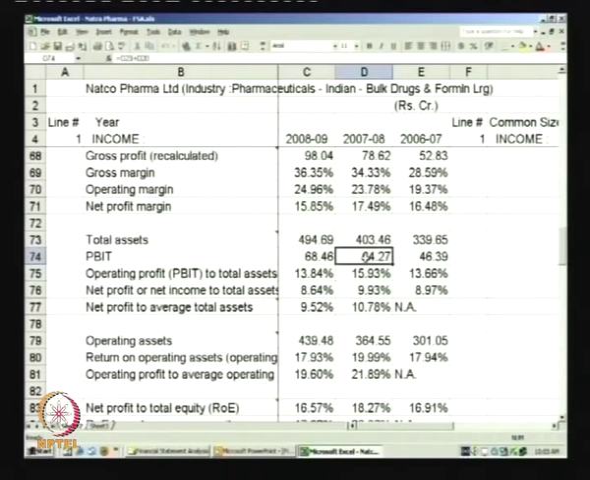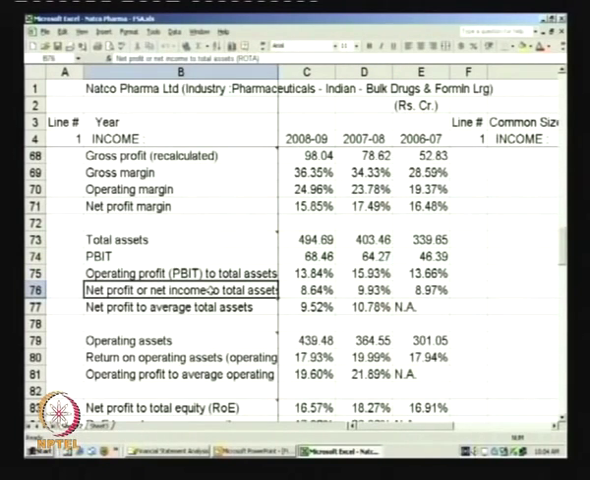That means the profit might not have increased substantially, compared to how the total assets of this company have gone up from 403 to 494.69, which is a lot of increase, whereas the profit before interest and tax has gone up marginally. Because of that, one can see a fall in the ratio, that is profit before interest and tax on investment, from 15.93% to 13.84%.